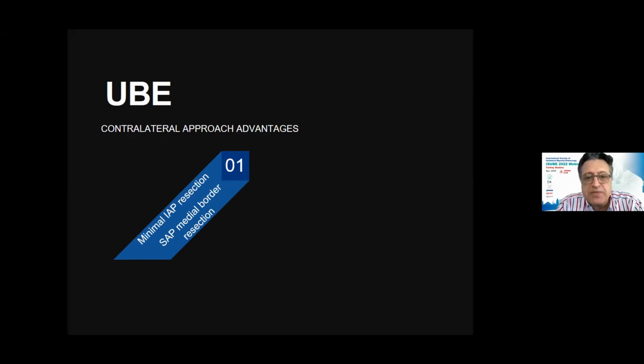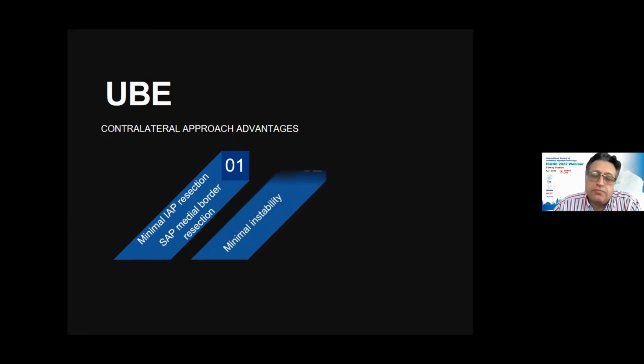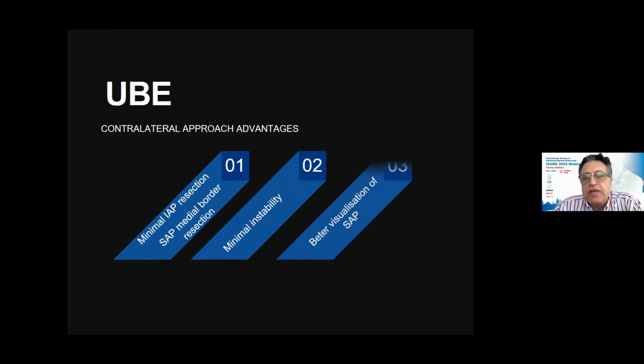But with the ipsilateral approach, we have to remove more inferior articular process, and we risk creating some stability problem. So we have a minimal instability risk with the contralateral UBA approach. And also we have a better visualization of the superior articular process.